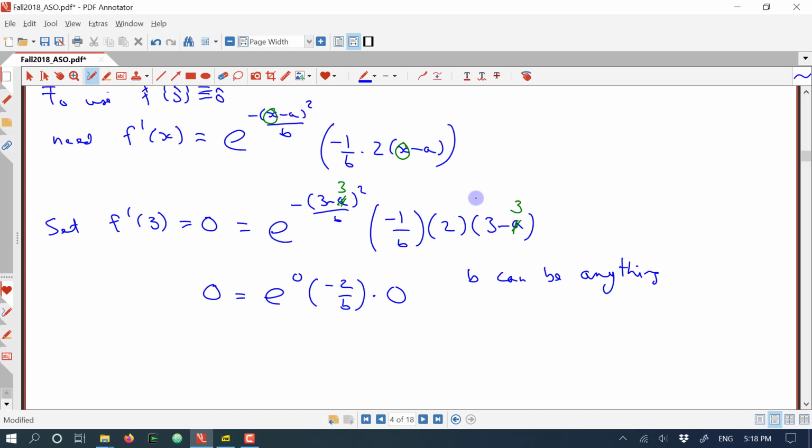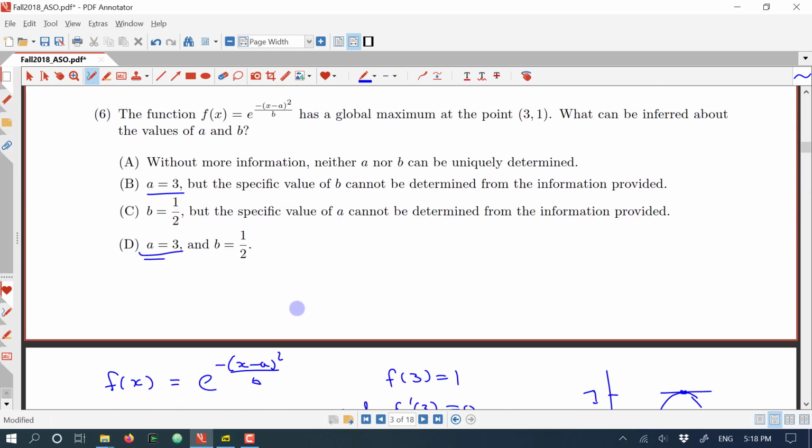If b is 10, that's satisfied, and that leads us to, we can't specify the value of b given the information that's provided. The only thing we can learn about is the a value. So not D, but B.